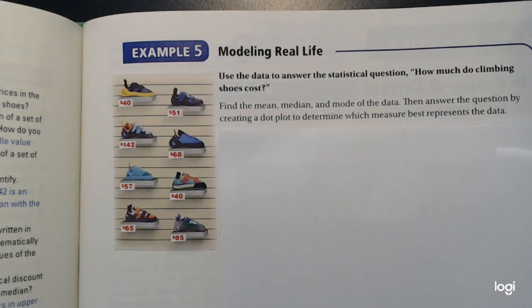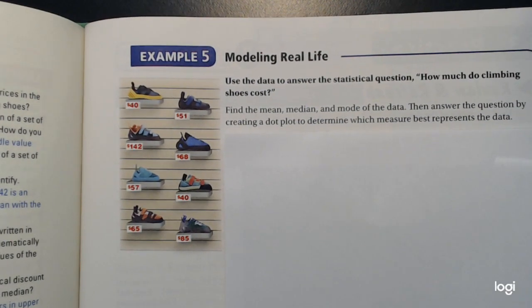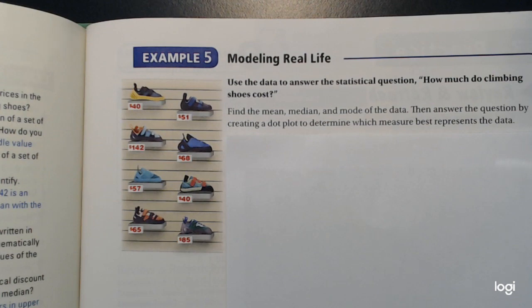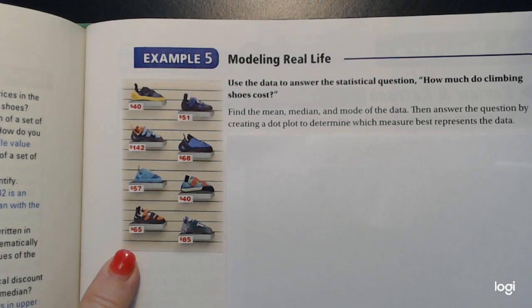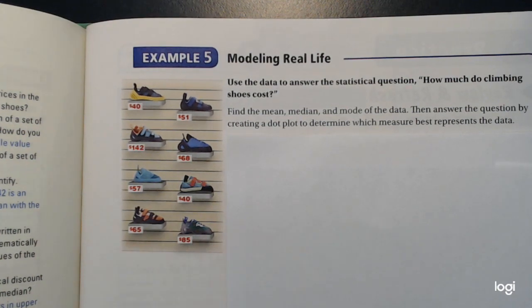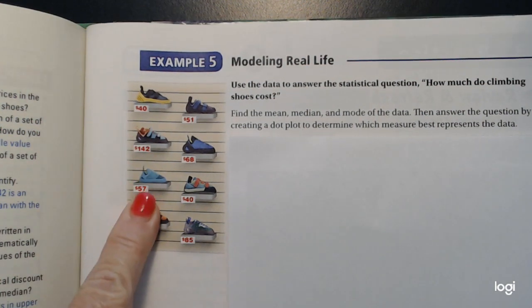All right, well, the last thing I'd like to show you is obviously from your textbook. You do not need to write this down, but you need to know that it is in your book in case you have to do a sample like this. The example here says, use the data to answer the statistical question, how much do climbing shoes cost? Find the mean, median, and mode of the data, then answer the question by creating a dot plot. So here's our shoes with our prices.